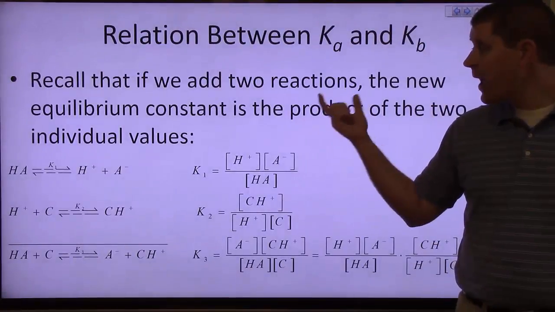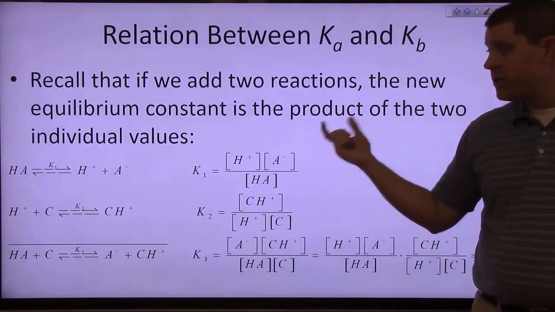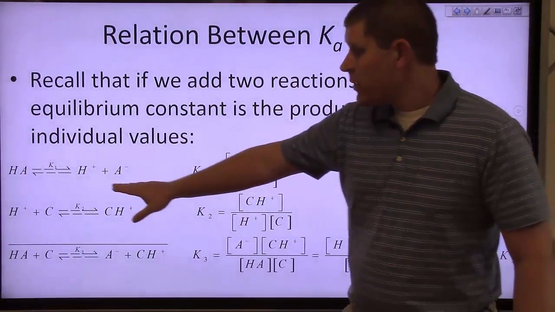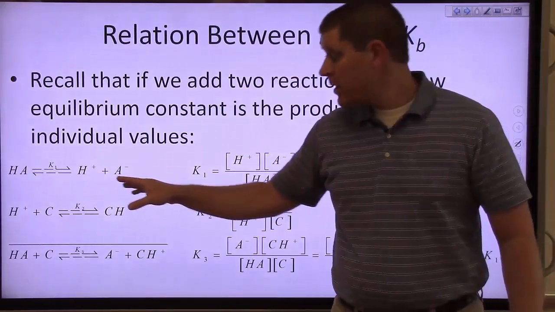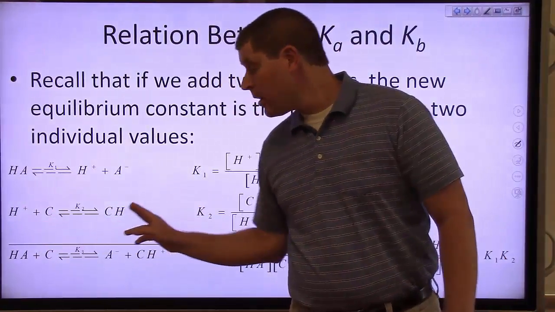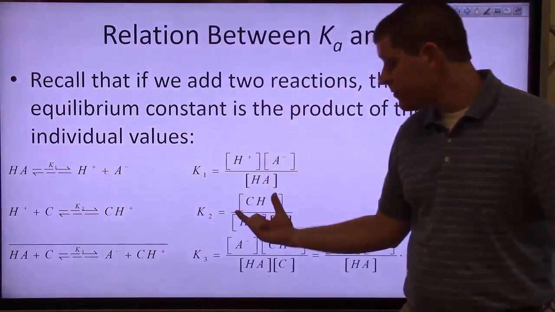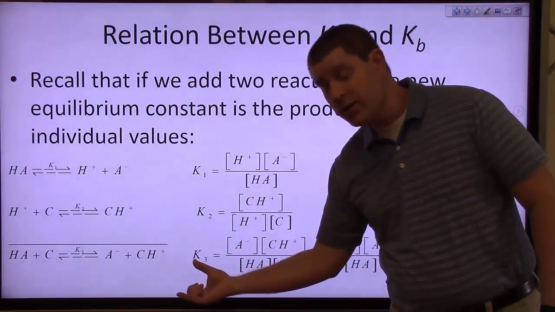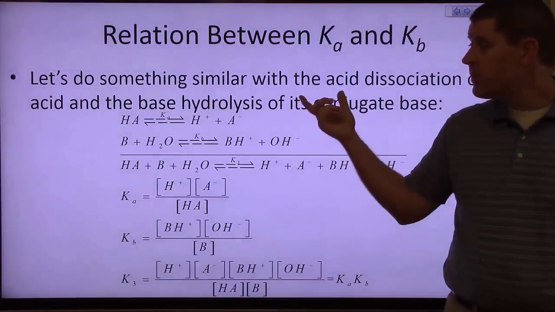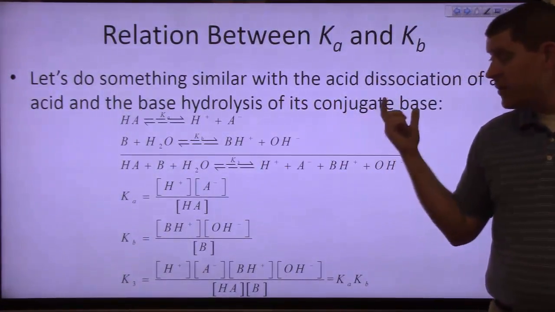Now, recall that if we add two reactions, the new equilibrium constant is the product of the two individual values. So remember, we had this example where we had the dissociation of HA into H plus and A minus, and the protonation of C from H plus and C going to CH plus. When we add those two reactions together, our equilibrium constant for that overall reaction was equal to the product of K1 times K2. So let's do something similar with the acid dissociation of an acid and the base hydrolysis of its conjugate base.